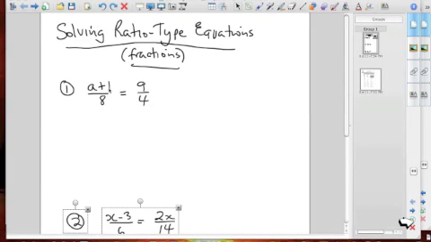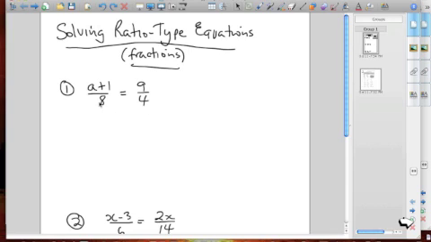So this is a tutorial on solving ratio type equations, which really are basically fractions. Ratios are fractions. Whenever we see fractions, sometimes we panic, but there's absolutely no need to. What we're looking at here is a problem with a fraction on both sides of the equal sign. So it's an equation. But I'll show you three ways to solve this. The first one we'll do in blue.